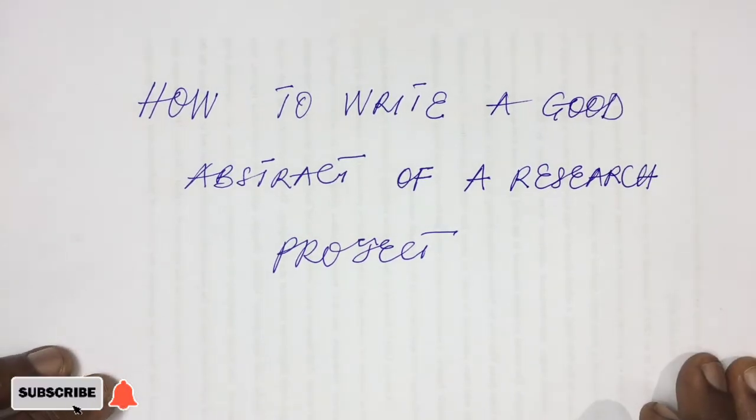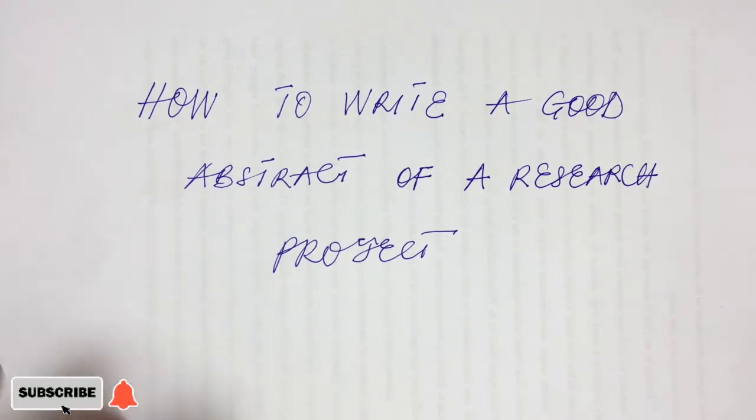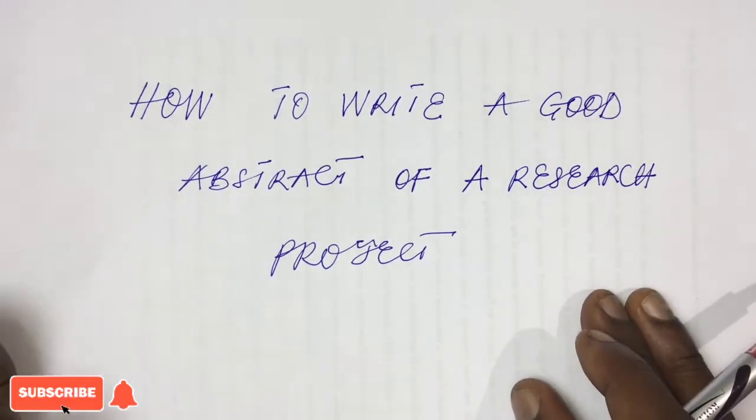So, how do you write a good abstract of a research project? Now, I'm going to tell you several steps to take, okay? There are basically 4 steps I'm going to be mentioning in this video on how to write a good abstract of a research project. So, let us start with number 1.